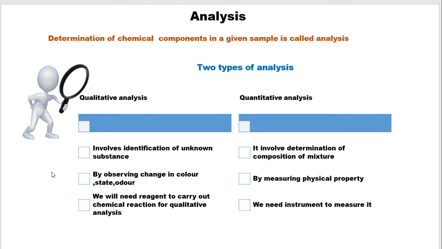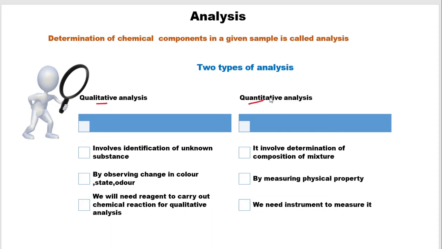Now in chemistry there are two kinds of analysis. The first one is qualitative analysis and the second one is quantitative analysis. From the word itself you can easily distinguish what type they indicate. The first one is qualitative analysis, where you will be asked to identify unknown substances by observing the change in color, state, odor and so on.